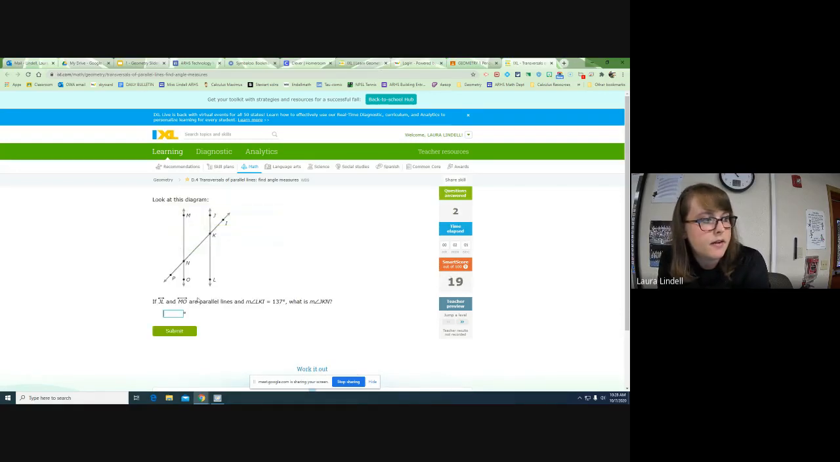Okay. We'll do one more. LKI, that's this one right here, is 137 degrees. What is the measure of JKN? This one right here. That's another set of vertical angles here. So those would be the same. They would be both 137.